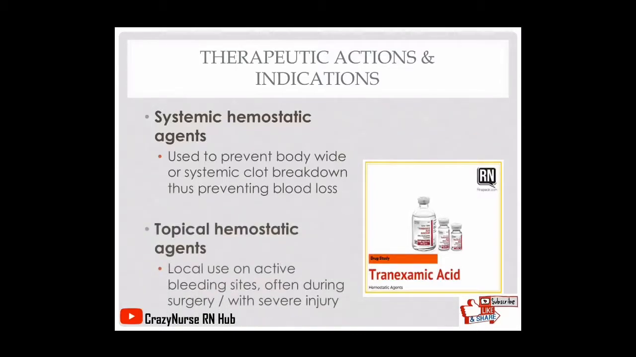But when we say topical hemostatic agents, it is the local use on active bleeding sites, often during surgery or with severe injury. So basically, it gives you a localized effect. For example, if you have a cut on your forearm, we could apply some topical hemostatic agents there because it's just a localized injury or damage to your skin. And also, we expect a localized effect as well.